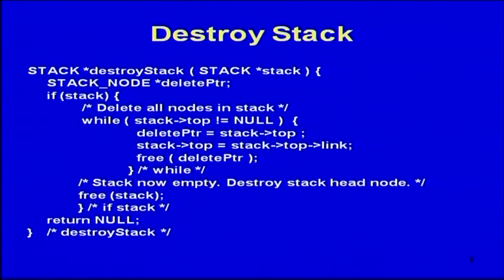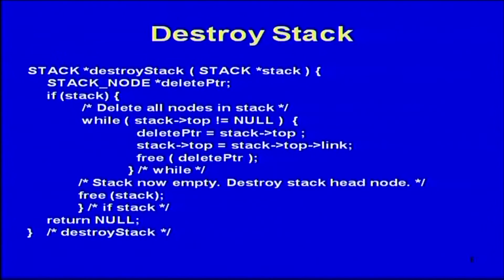This is for destroying the stack, that is destroying the complete stack. So, you want to delete all the nodes in the stack. If the stack top is null, it means the stack is already empty, and you do not have to do any destroying. If it is not null, then you make the delete pointer point to the top of the stack, point the top to the next node, and free the delete pointer. You keep doing this till the stack becomes null, that means you have come to the last node in the stack. The stack is now empty, then you have to destroy the head node. So, free that and you return null.